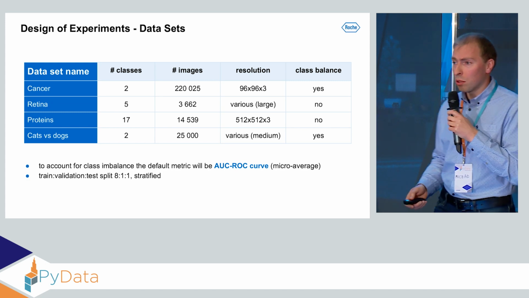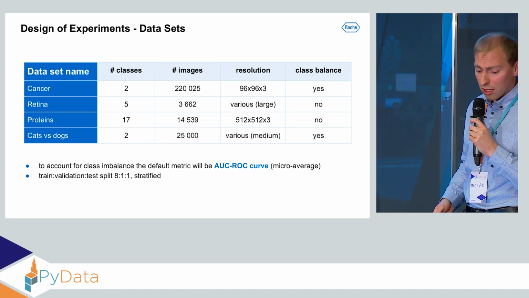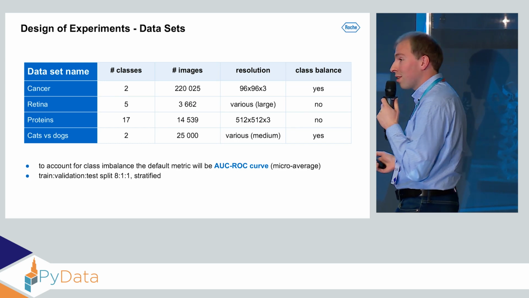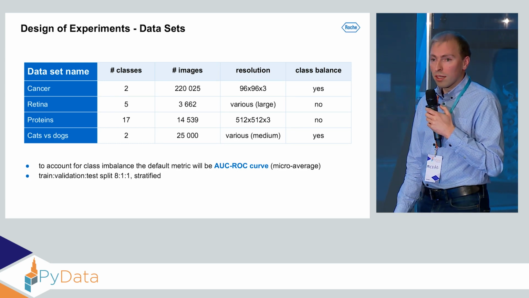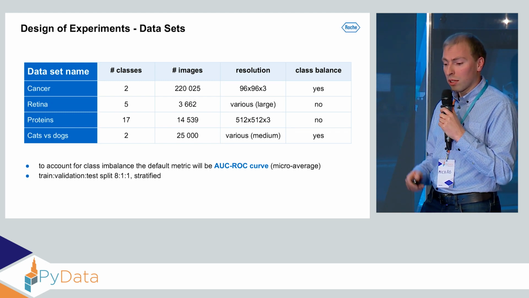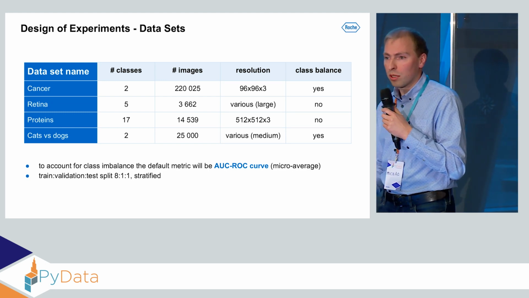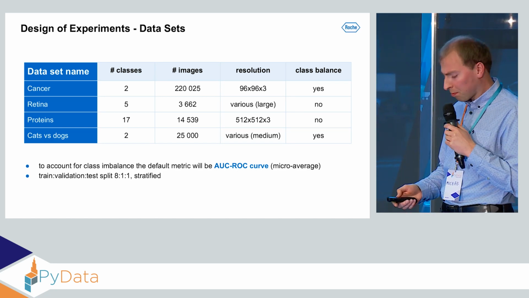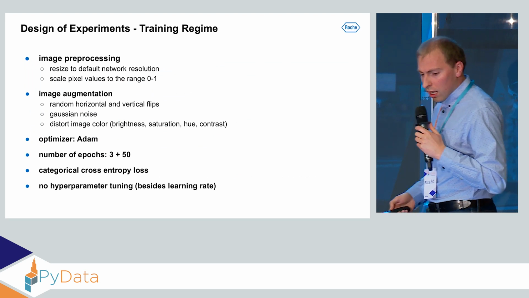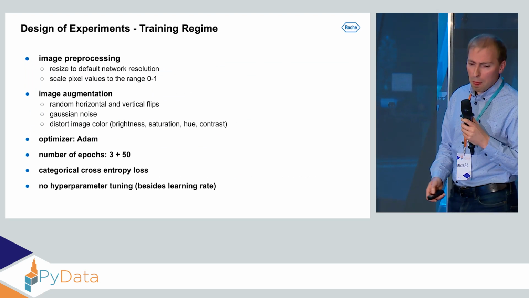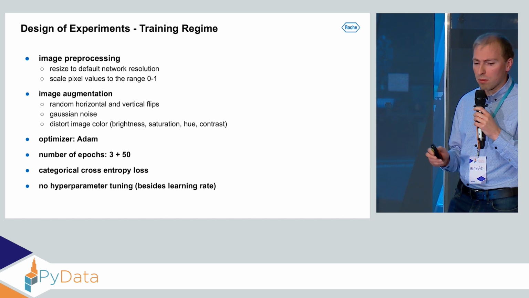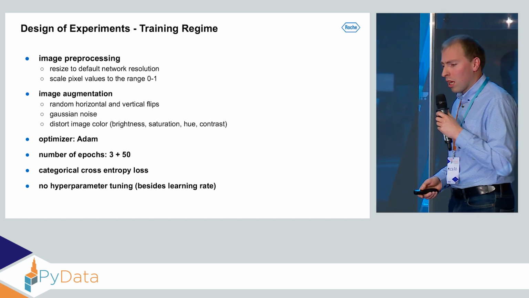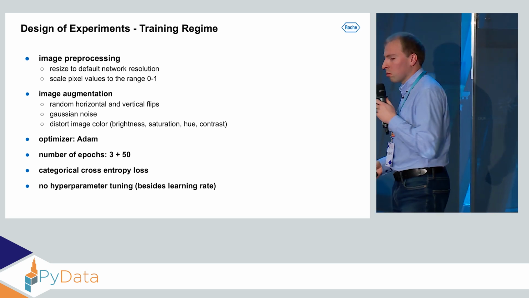Each dataset was divided into train, validation, and test subsets with the stratified option. And importantly, in order to account for class imbalance, our default metric will be area under the ROC curve. A bit about the training regime. We applied some pretty standard image preprocessing and augmentation techniques, and we wanted to keep it simple.